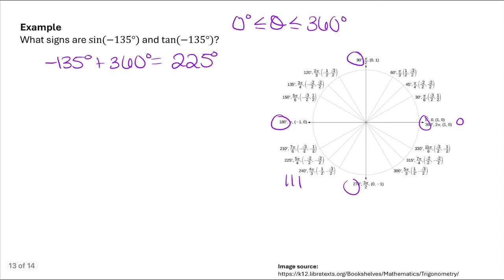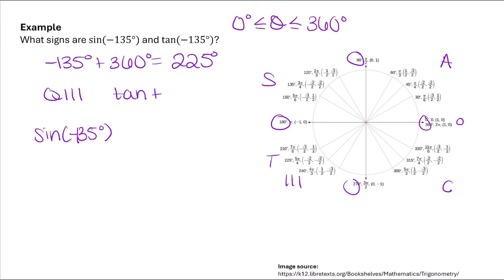Well, in quadrant 3, remember if we do our mnemonic, all students take calculus. Quadrant 3, that means tangent is going to be the only one that's positive. So I don't need to find the exact values of sine and cosine. I can already tell you that the sine of negative 135 is going to be negative. And then the tangent is going to be the only trig function that's positive. So the only function that's named in that mnemonic will be the only positive one in that quadrant.